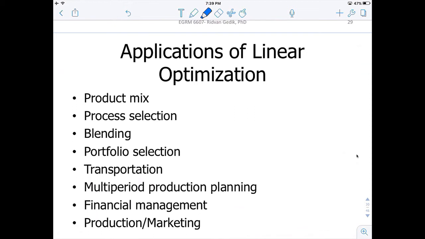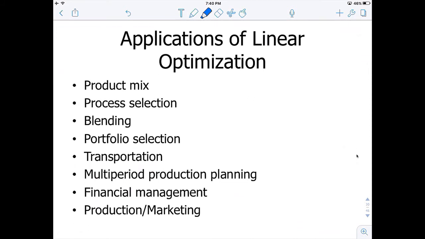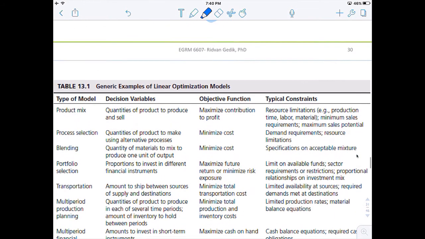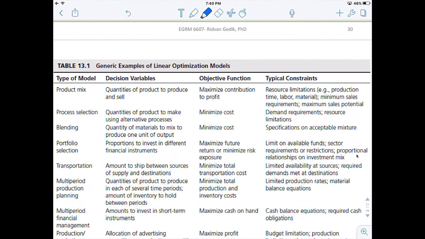So there are lots of application areas of optimization, especially linear optimization, and these are just a couple of them. Product mix, process selection, blending, portfolio selection, transportation, multi-period production planning, financial management, and product marketing. So let's take a look at what decision variables and objective function and typical constraints might be in each one of them.